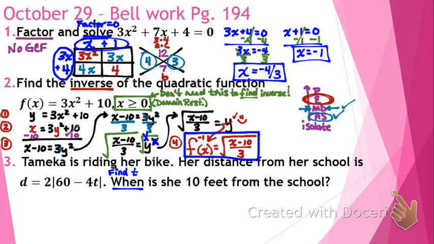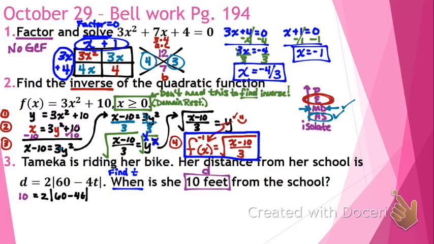Distance. So I'm going to take that 10 and put it in the place of the letter D. So it's going to be 10 equals 2 times the absolute value of 60 minus 4t. What's the first thing I want to do right here? Don't you make it into 2? We will do that in just a moment.